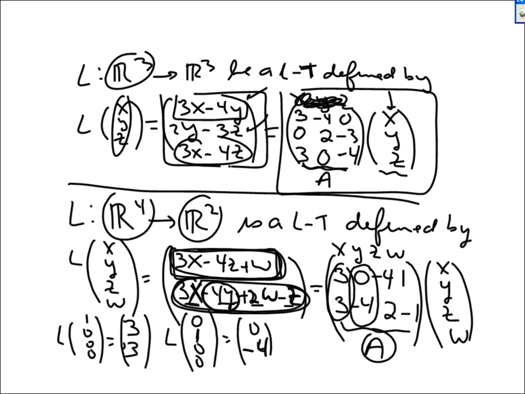And you could find L of E3. You can find L of 0, 0, 1, 0, and I'll tell you what you're going to get: -4, 0. It is much too long to do it this way, but you can.